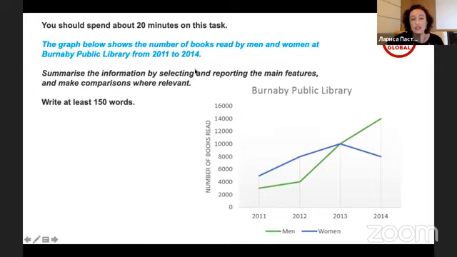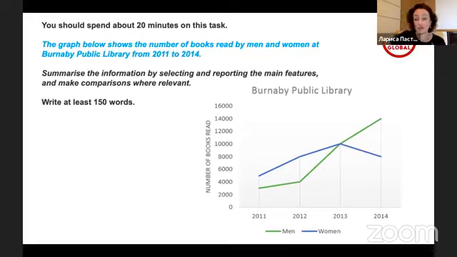So let's read the task. The graph below shows the number of books read by men and women at Barnaby Public Library from 2011 to 2014. So this is the question. And the words in black are instructions for you. So how many minutes should you spend, how many words should you write, and what you should actually do, like summarize the information by selecting and reporting the main features and make comparisons where relevant. These instructions will always be the same. It doesn't depend on the type of the task.